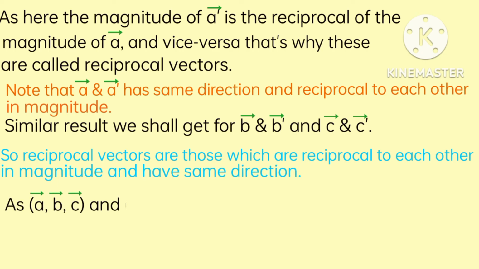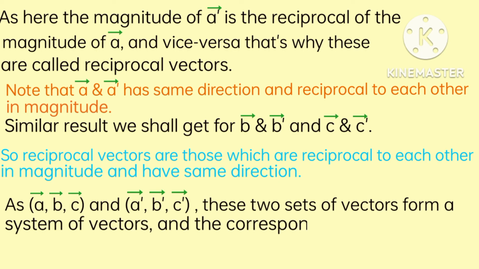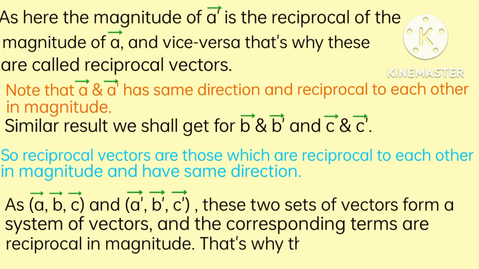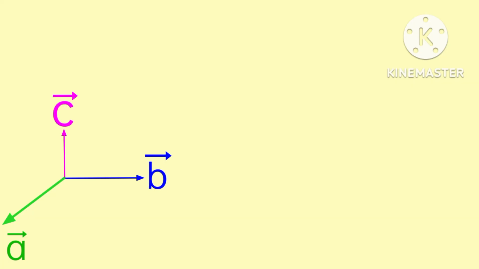As A, B, C and A', B', C', these two sets of vectors form a system of vectors and the corresponding terms are reciprocal in magnitude. That's why these sets of vectors are called reciprocal system of vectors. Diagrammatically, this can be shown as below. This is a set of vectors A, B, C. For better understanding, suppose A, B, C all have magnitude greater than 1 and A greater than B greater than C.